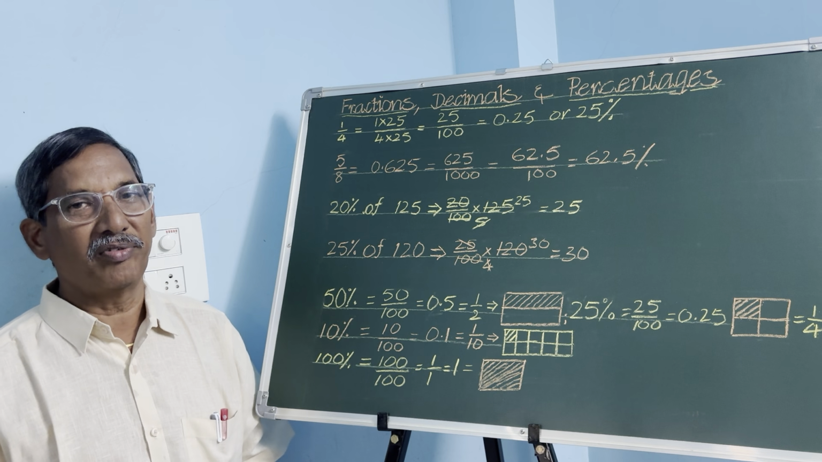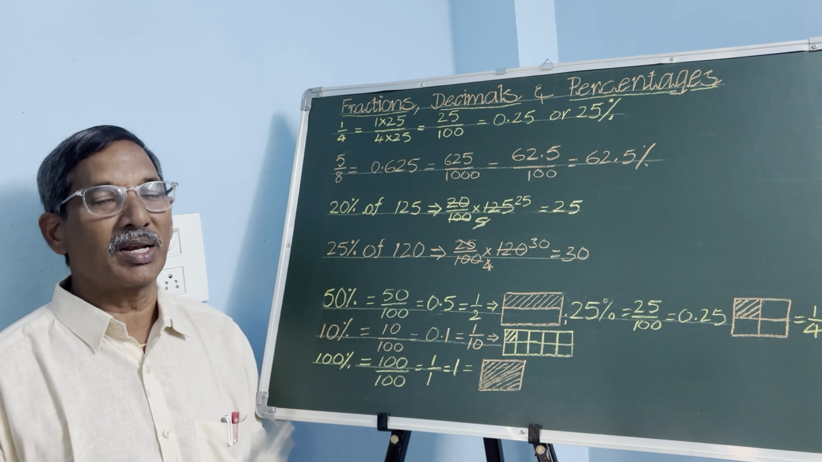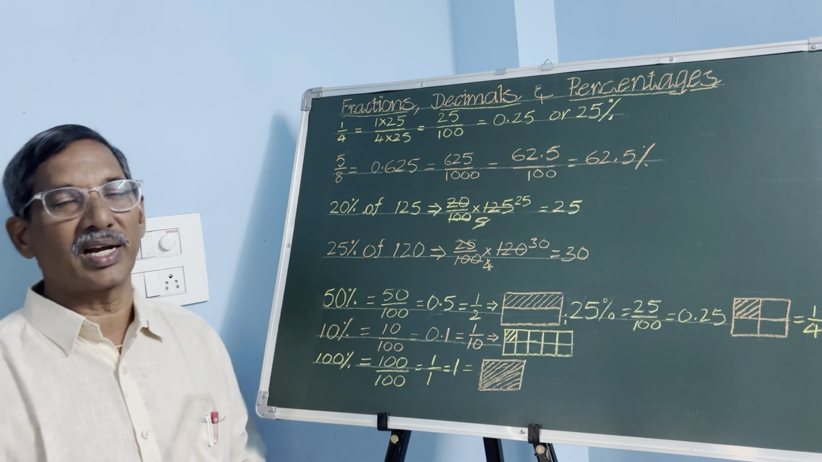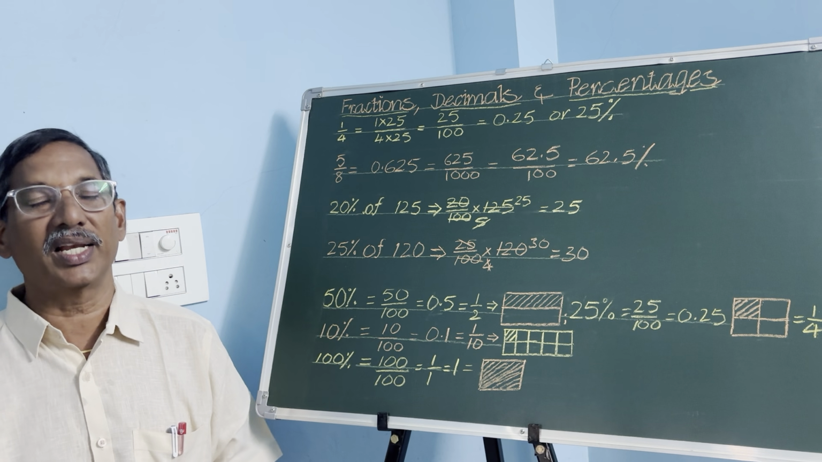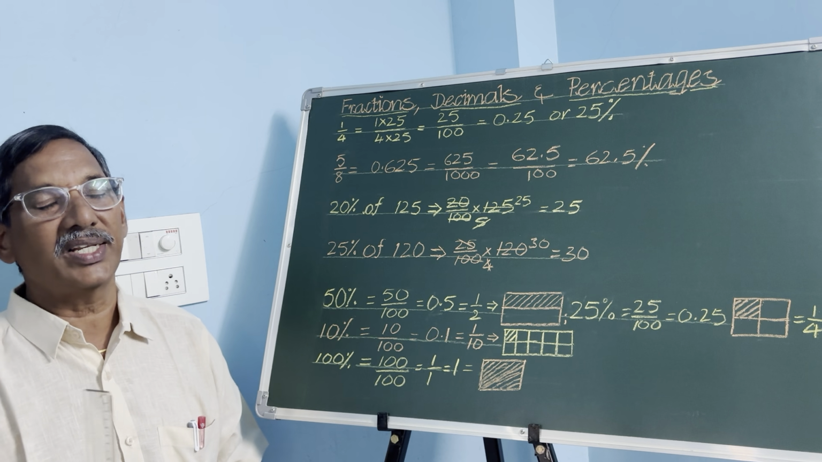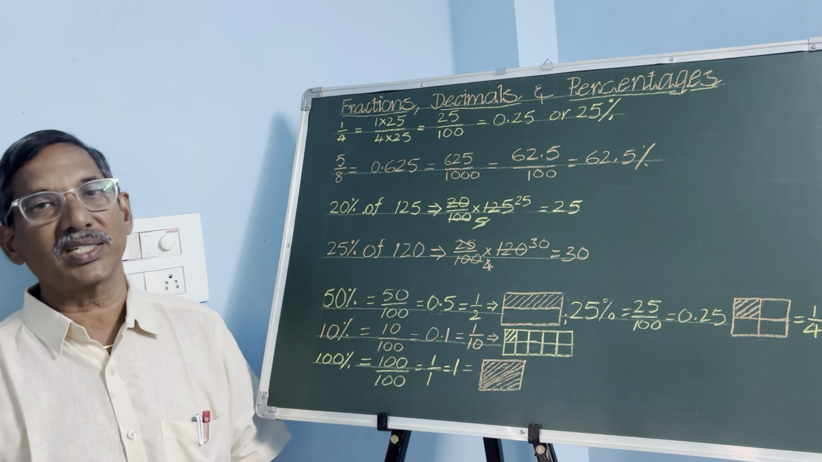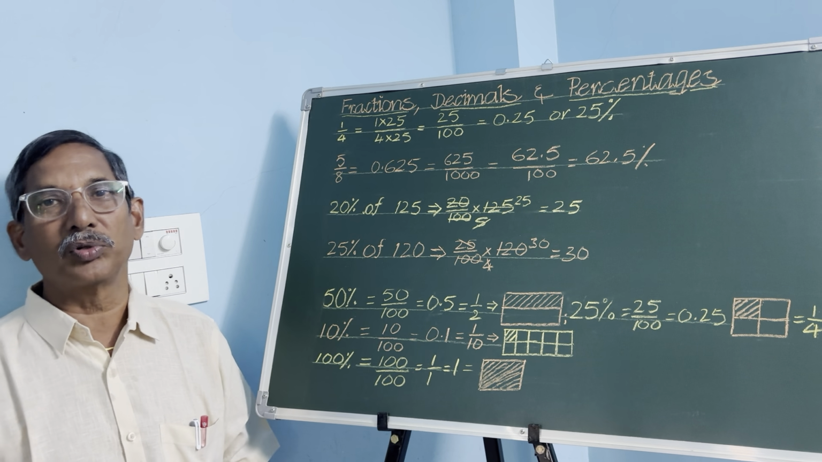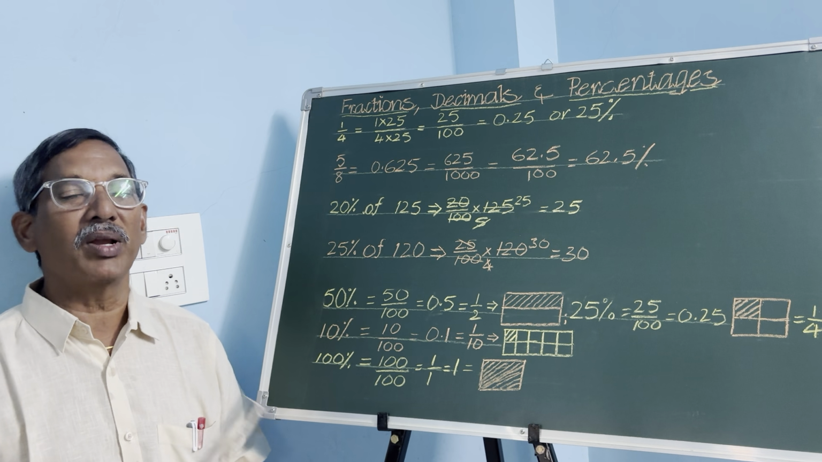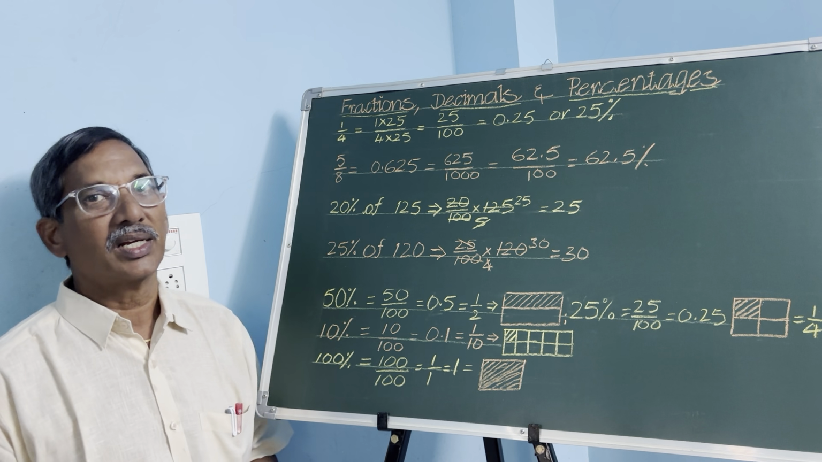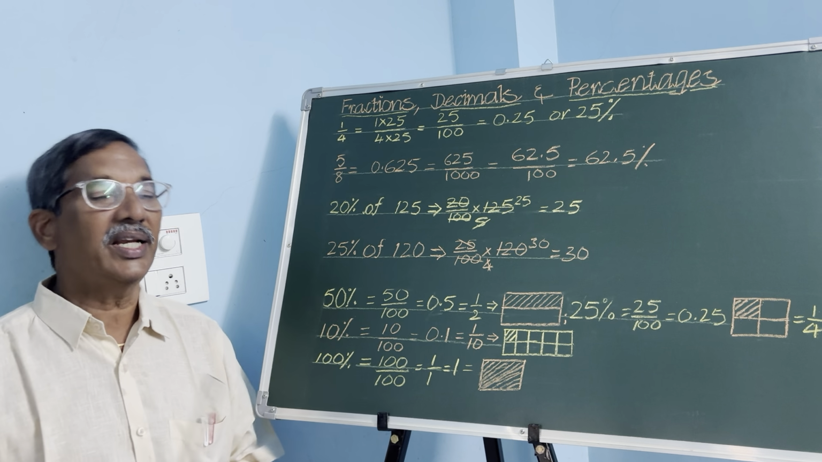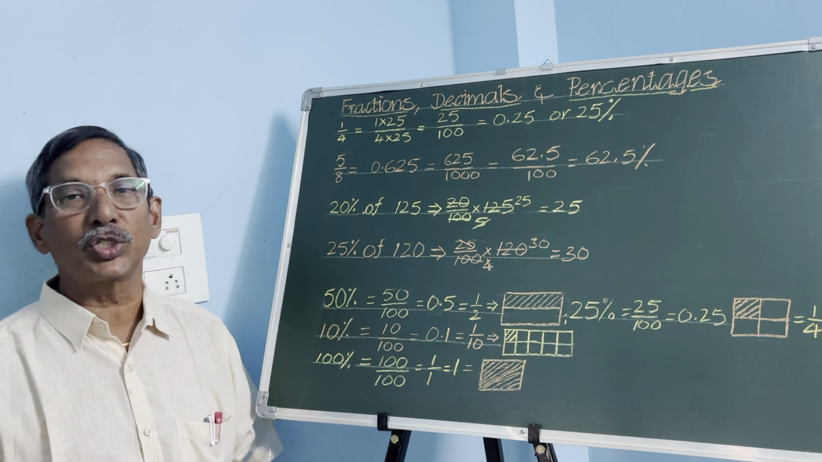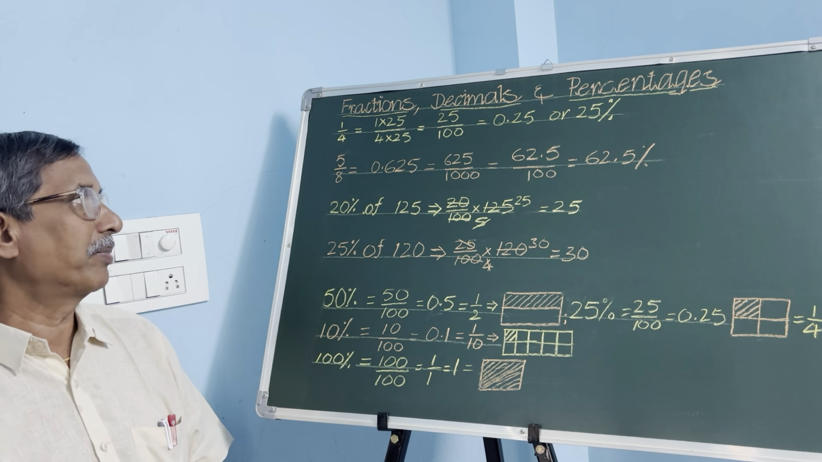Today we will discuss decimal fractions, normal fractions and percentages and the relation between them. We will discuss how to convert a normal fraction into a decimal fraction and a decimal fraction into a percentage and a normal fraction into a percentage. We will clearly discuss the relation between these forms of numbers.